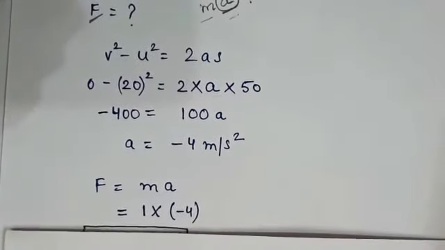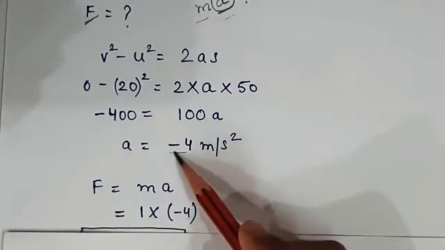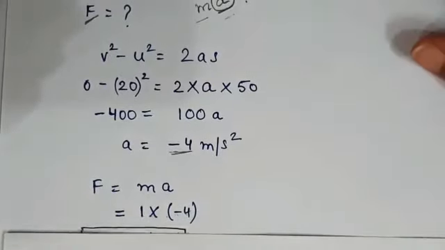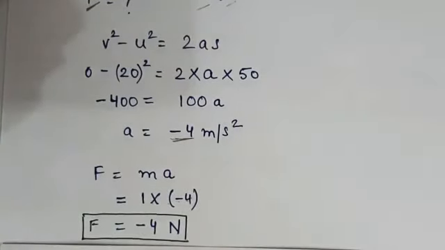So mass is 1 kg, given in the question. Acceleration you have calculated right now, that is minus 4. So put in minus 4. So 1 into minus 4, that will be minus 4 Newton. Now why this negative sign? The negative sign indicates that the direction of force is opposite to the direction of velocity. Means we can say the force of friction. So clear? This is question number 6 solution.